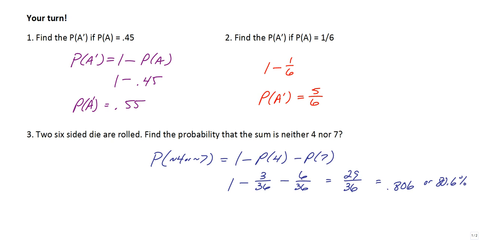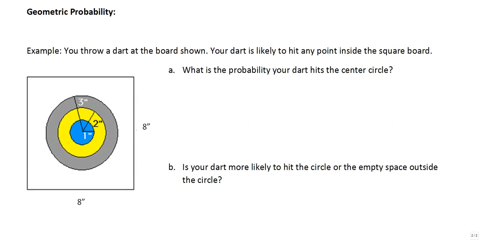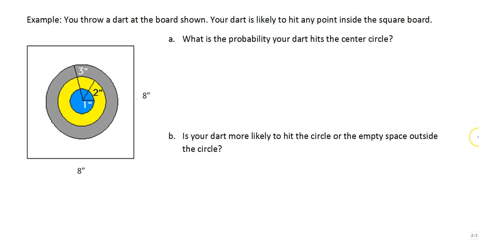Okay, so that's complements. Now we're going to move on to geometric probability. The thing about geometric probability is you have to remember how to find the area of certain figures. This first example is going to show us circles and squares. What's the probability that your dart hits the center circle of this dartboard? We have a square around it that's 8 inches by 8 inches, and the center circle has a radius of 1.